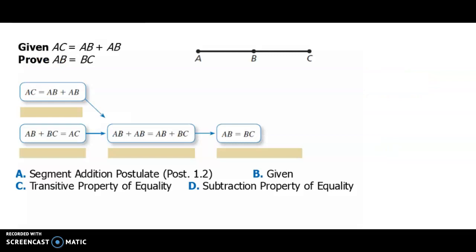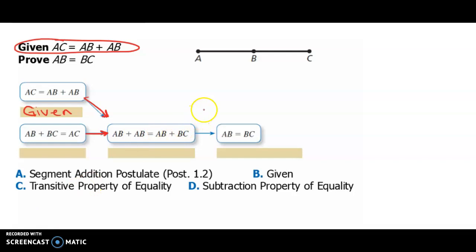All right, here is an example of a flowchart proof. Some of you may like these. I find them really confusing sometimes. So we do have a word bank down here at the bottom, even though we really shouldn't need it, but it's there if you need it. All right, so AC equals AB plus AB. That's given, so we're just going to write given here. Okay, now notice this points to here, but this also points to there. So we need to do this before we can move ahead to this.